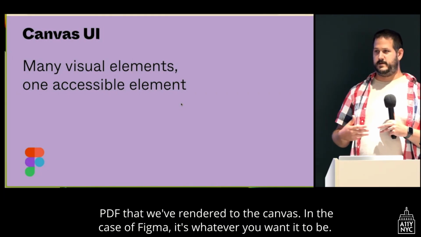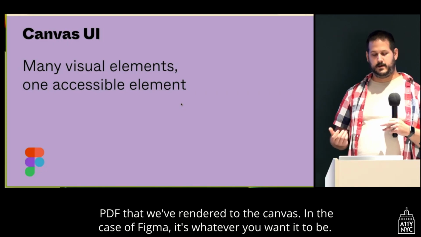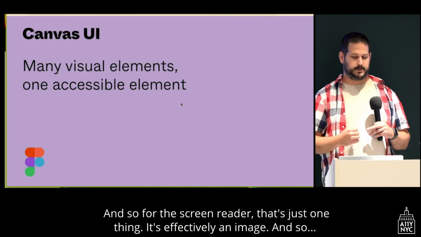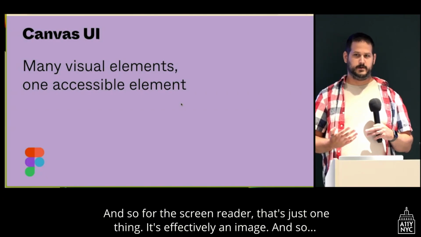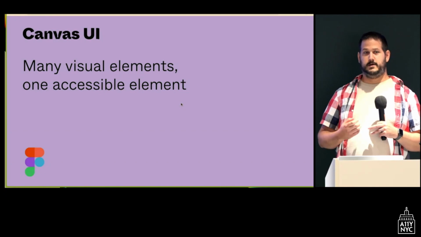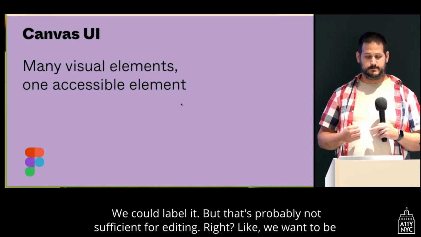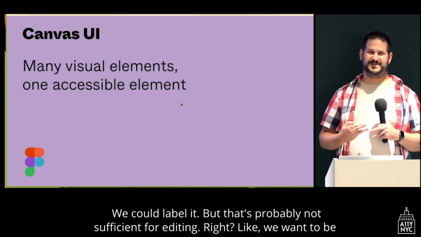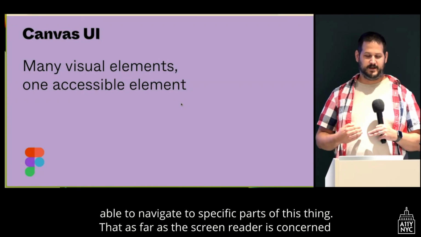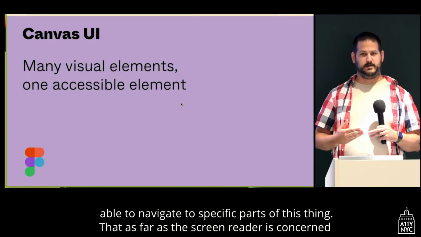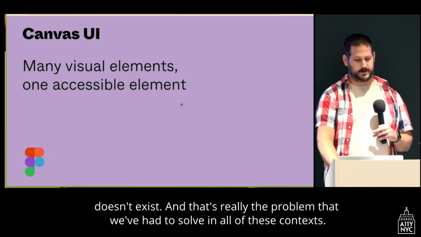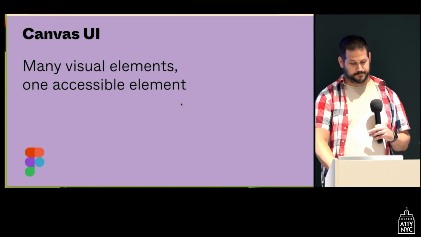Maybe it's a PDF that we've rendered to the canvas. In the case of Figma, it's whatever you want it to be. And so for the screen reader, that's just one thing. It's effectively an image. And so we could label it, but that's probably not sufficient for editing, right? We want to be able to navigate to specific parts of this thing that, as far as the screen reader is concerned, doesn't exist. And that's really the problem that we've had to solve in all of these contexts.